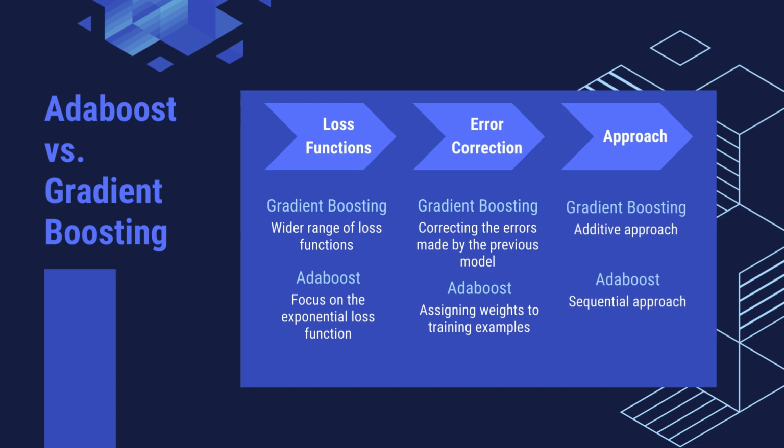AdaBoost has a sequential approach wherein weak learners are trained one after another, with each focusing on examples that the previous one struggled with. Gradient boosting, on the other hand, has an additive process where each weak learner builds upon the errors of the previous ones, progressively improving the overall model.